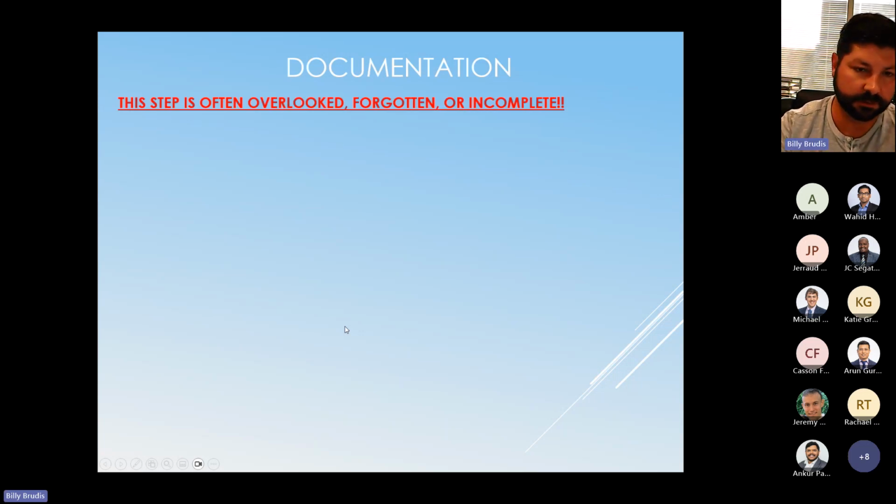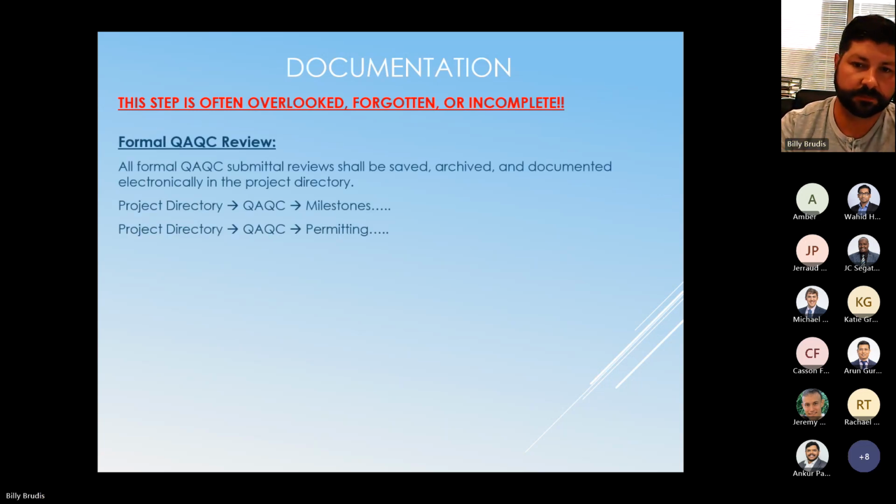Documentation. This is often overlooked, like I've said, it's forgotten or just incomplete. The submittal should be saved on every project directory. There should be a QAQC folder. If we have a blank example project folder on the P drive, I think it's called new project folder, the project managers or somebody else should be creating these directories. So you don't have to do that if you're not one of those people, but there should be a QAQC folder and there should be a milestones and a permitting folder. So that's where we want to save this stuff.